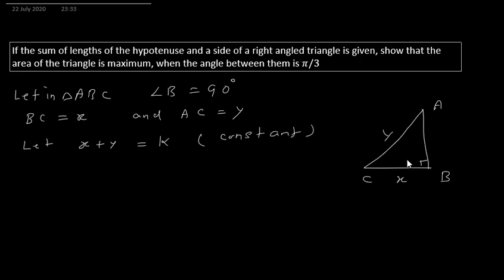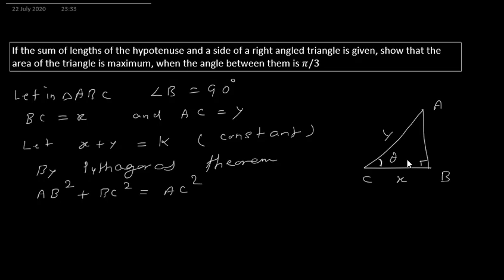Now I have to show that for area to be maximum, this angle should be pi by 3. So this is theta. Now here first I will find the value of x in terms of the value of AB, because area is x into this AB. So by Pythagoras theorem, we have AB square plus BC square equal to AC square.